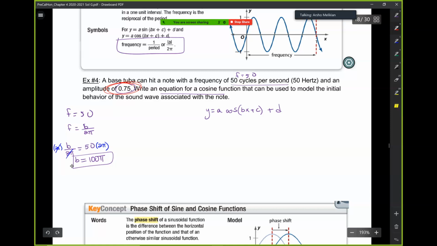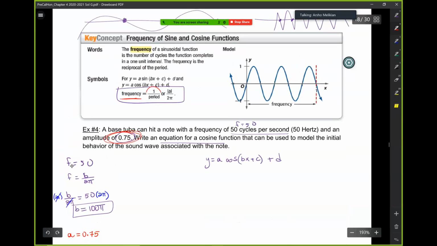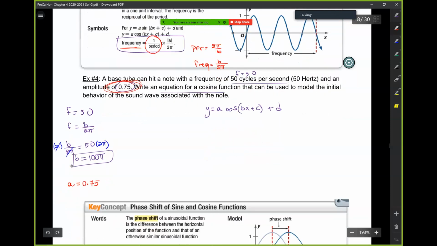I'm also given amplitude. Question, Yarden? Yeah, I'm kind of confused. So the frequency is 50, and we said that B is the reciprocal of the frequency? No, we said the frequency was the reciprocal of the period. So remember how we said the period was 2 pi over B before? The frequency is B over 2 pi.